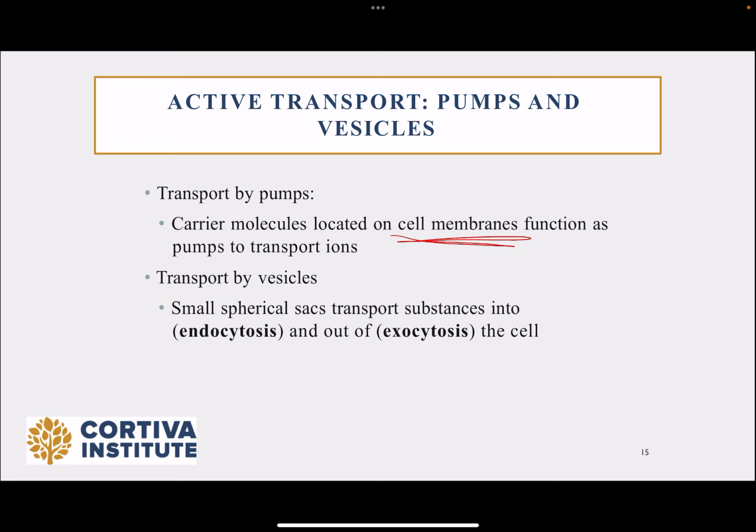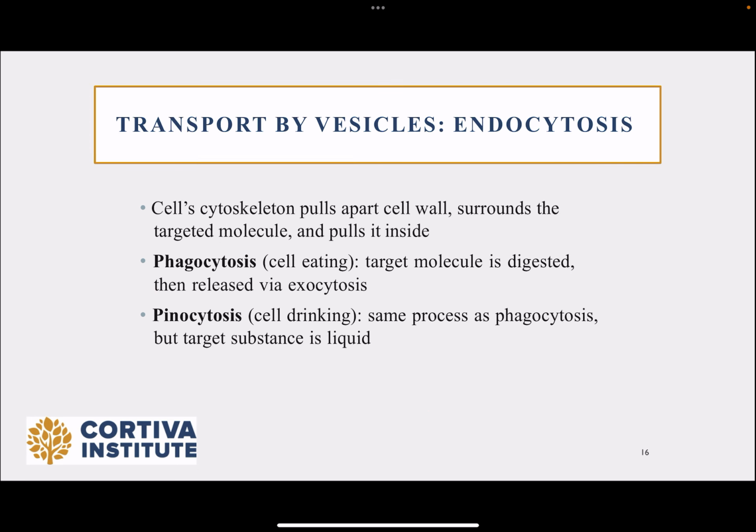Now, transportation by vesicles is a little bit different, right? These are small little sacs or spherical sacs that transport substances into and out of the cell. Into the cell is going to be known as endocytosis. Out of the cell is going to be called exocytosis. Exocytosis is going to exit the cell, right?